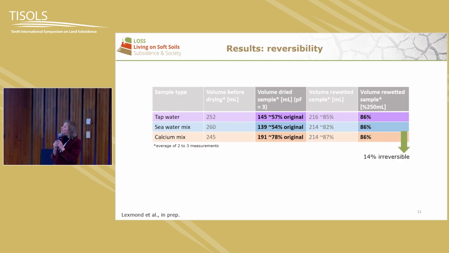And if we look at it in the form of a table, we can see that the shrinkage is actually halved if we use a calcium mix compared to the other 2. So almost 80% of the original volume is preserved if we use this calcium mix, compared to the other 2, where you can see a shrinkage of more than 40%. This is quite something. And after resaturation, they all get back to the same volume, but that means still 14% is irreversible. And this clay layer was 2 meters thick, so that's more than 20 centimeters of land surface decline that you would encounter.